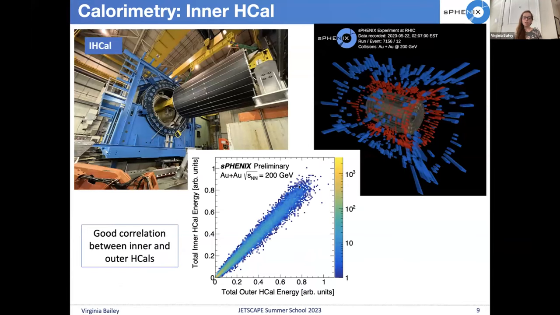So here now is the inner HCAL. This has a very similar design to the outer HCAL. It has the same scintillating tiles, this time layered with aluminum absorber. You can see a cool picture from the installation. They actually built the entire inner HCAL and then just slid it inside of the magnet, so this was a really cool process. And of course, we've taken a lot of data with both the inner and outer HCAL. Here's an event display of a real collision where you can see the energy deposits in the inner HCAL in red and energy deposits in the outer HCAL in blue. And of course, we see the expected good correlation between the two detectors.